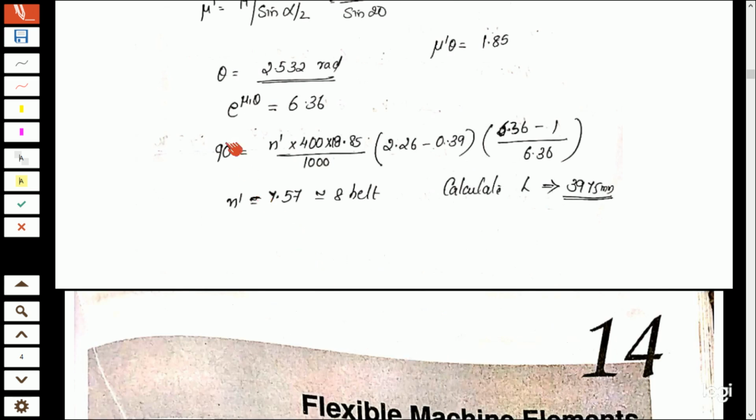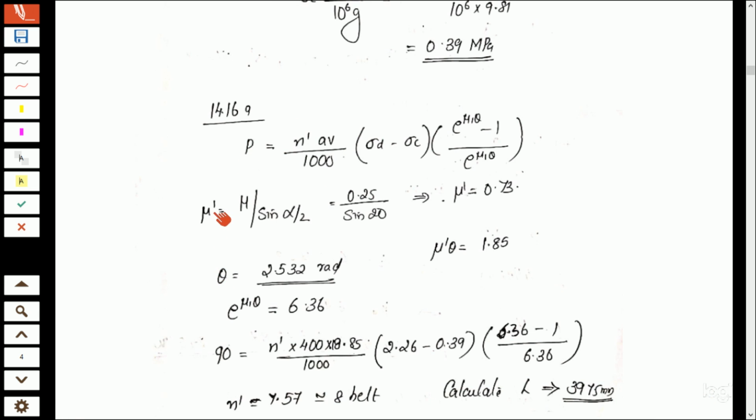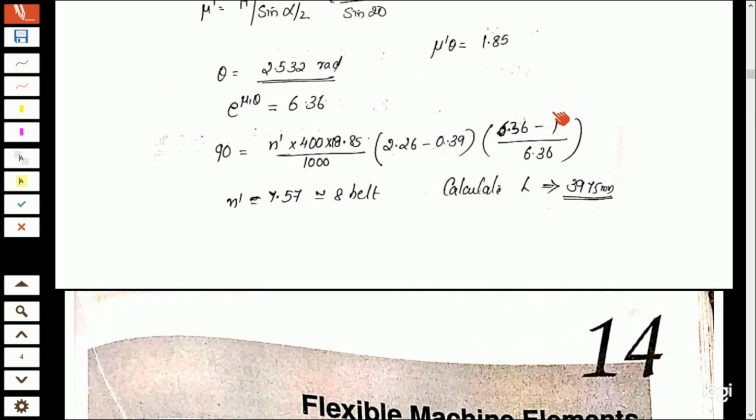So you have to modify this mu dash value. What is the value? Mu divided by sine alpha by 2. Alpha is the groove angle, and that is given as 40. 40 by 2 you are going to get the value of sine 20. So the mu dash value is going to be 0.73, much higher than mu. On substitution you will get the value of mu dash theta. So you will calculate e to the power of mu dash theta, it is going to be 6.36. Upon substitution, you are going to get the value of n dash as 7.57.